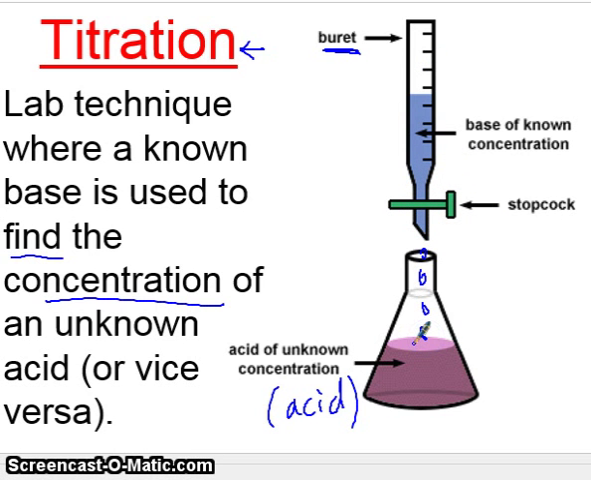So what you do is you drop by drop, you react the acid with the base. And by measuring how much base it took to react with the acid, you can find out how much acid was in the solution. So you can find out the unknown. And we're going to do an example of this for you.